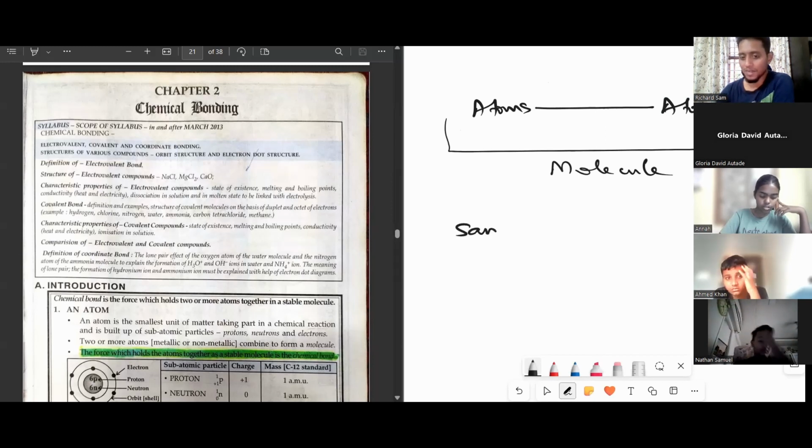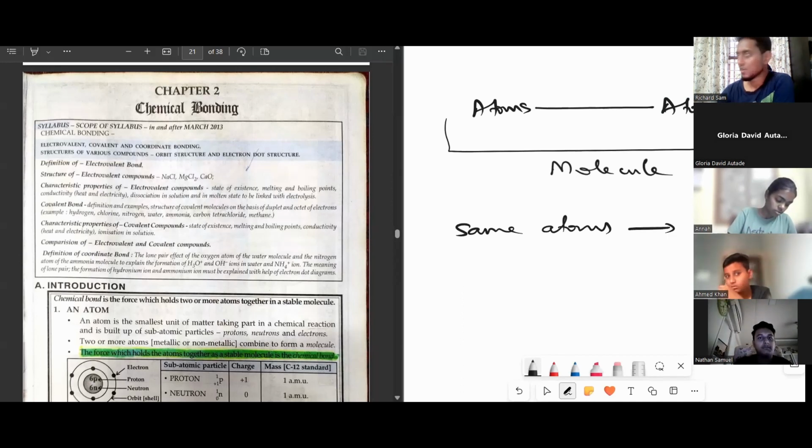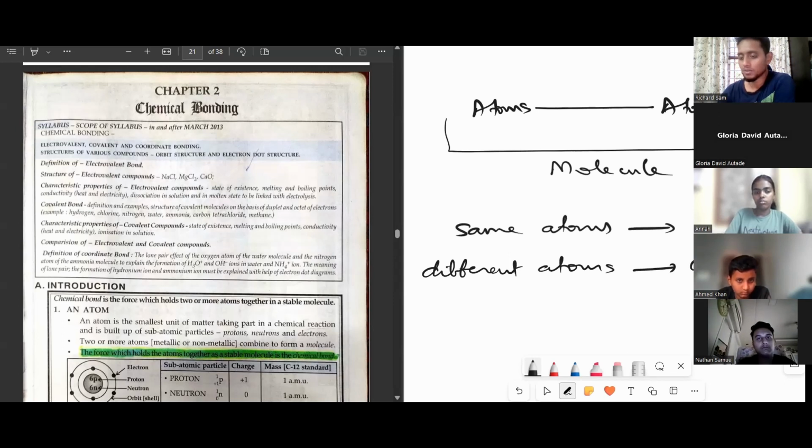So like that, if the same type of atoms join, then the molecule that we get is called an element, right? Like oxygen is an element. How many elements do we know? Totally, how many elements are there? 118 elements, right? So that is an element. Now, what if different atoms join? For example, hydrogen joins with oxygen. Then we get a compound, right? Like H2O, that is a water molecule.